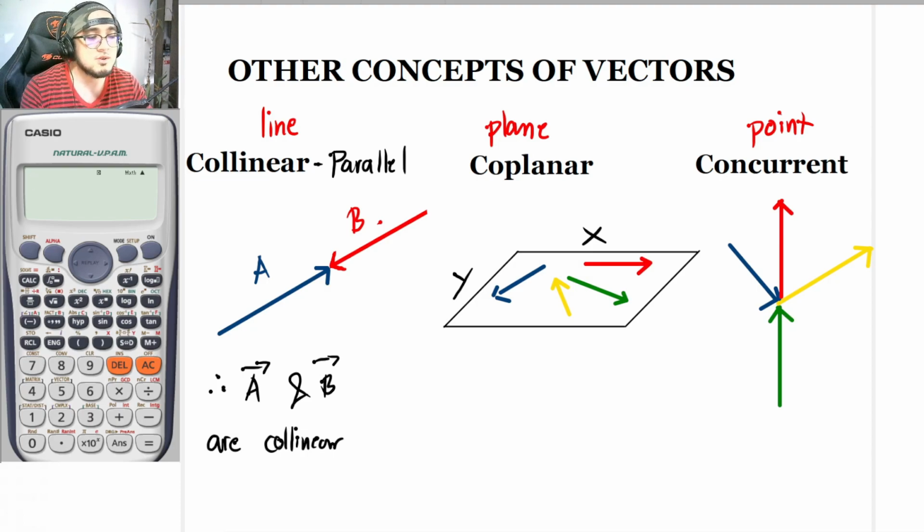So just remember this, guys: when you say collinear parallel, they share the same line or the same slope. For coplanar, they share the same plane, so co-plane. And when you say concurrent, they share the same point, so concurrent, same point. Okay, that's just about it.